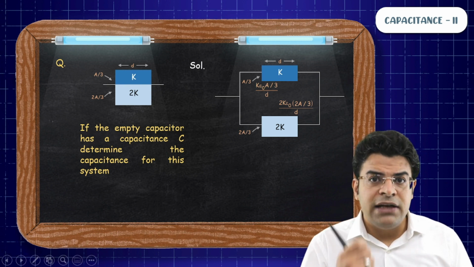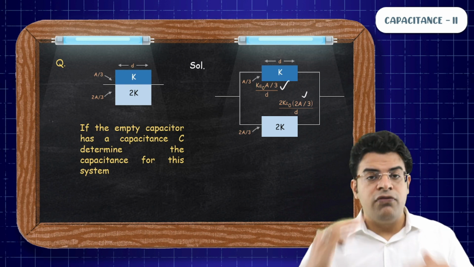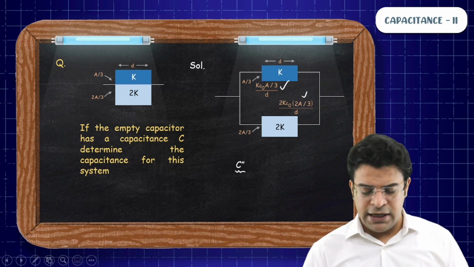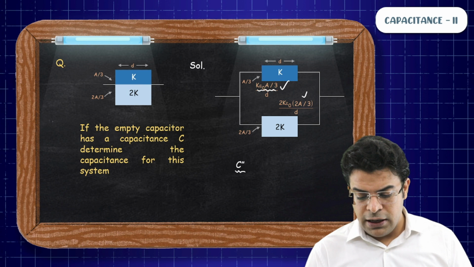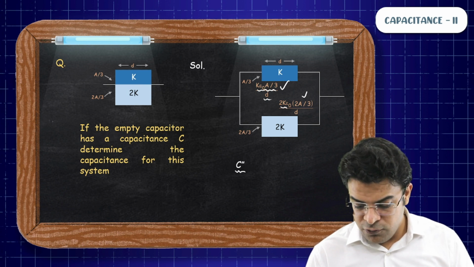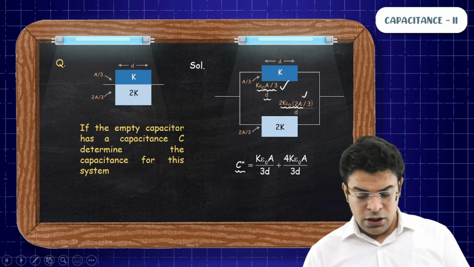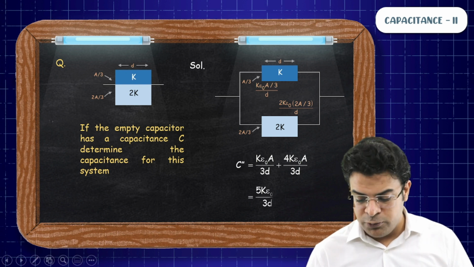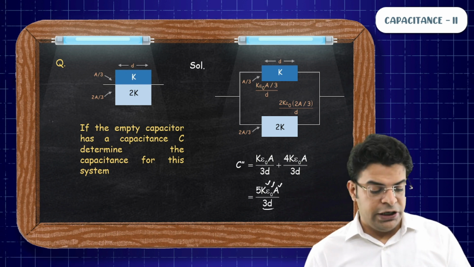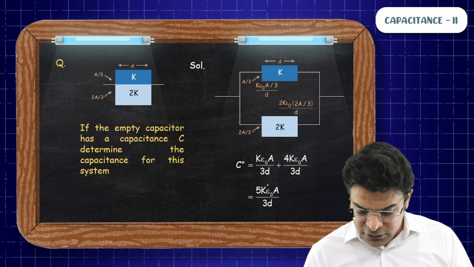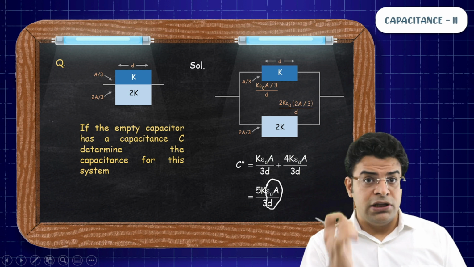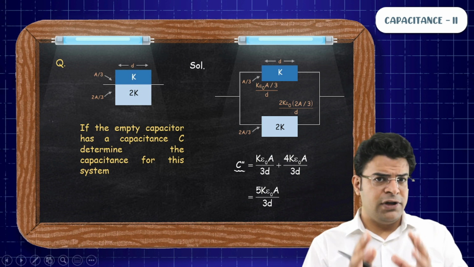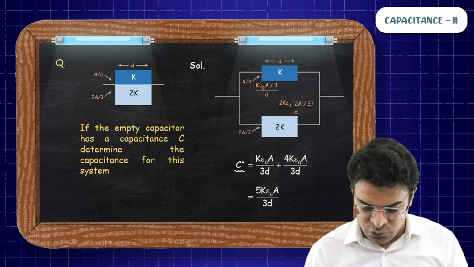So you will say that the net capacitance will be nothing but the sum of these two capacitances because they are in parallel. So the net capacitance, let's call it C double dash, equals K epsilon naught A by 3D plus 4K epsilon naught A by 3D. Now in the denominator you have 3D, here you have 1, here you have 4. When you add them up, you get 5K epsilon naught A by 3D. Now in place of this epsilon naught A by D, you can write the original capacitance of the empty capacitor. So the new capacitance after insertion of these two dielectrics equals 5K by 3 times the original capacitance.